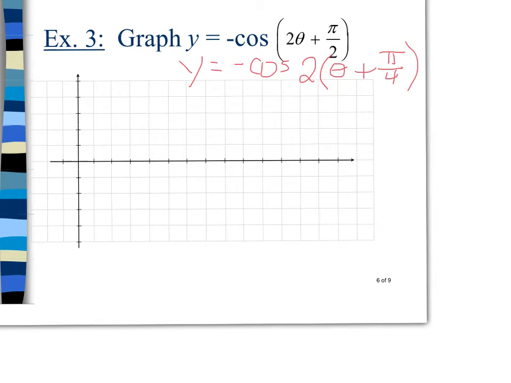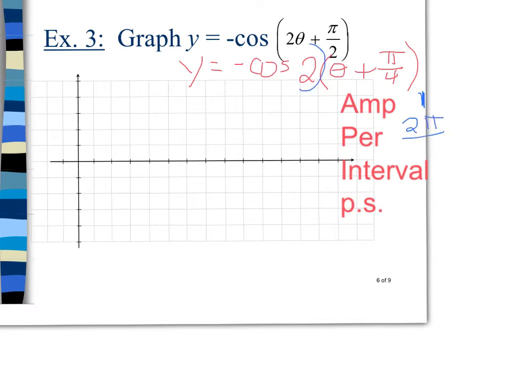So going through the steps again. Now we're going to look at our amplitude. It's still going to be 1. It just starts at the negative 1. Our period's going to be 2 pi over this 2. So our period is pi. Our interval is going to be pi times 1/4. So that's pi over 4. And our phase shift is going to be negative pi over 4. So that helps out that the interval is the same units as the phase shift.